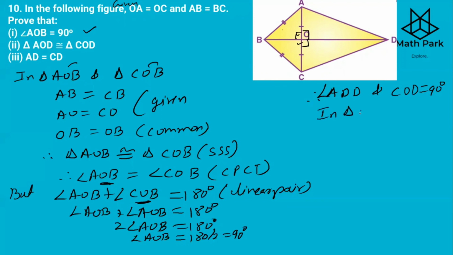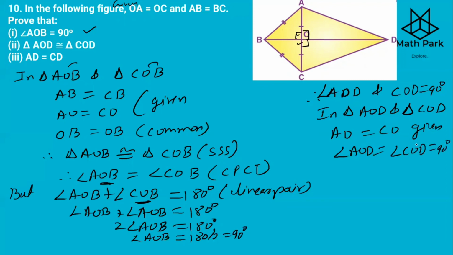So we say in triangle AOD and triangle COD, first thing is you have AO is equal to CO. This is given to you. Then you have angle AOD is equal to angle COD is equal to 90 degree. Just now we have said that. And the next you have OD is equal to OD common. So OD is equal to OD is common side. And therefore you get this is common and these two sides are equal. So therefore you get triangle AOD is congruent to triangle COD by SAS.